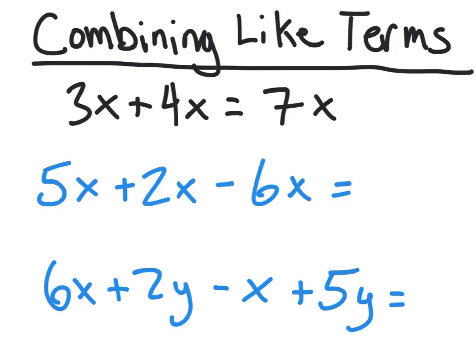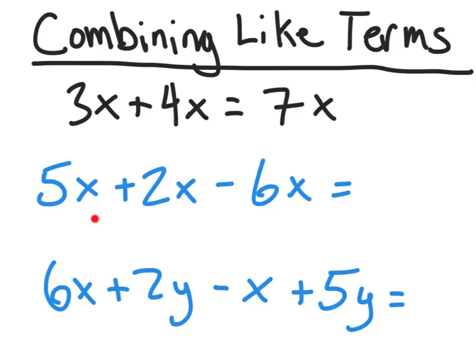So to combine these like terms, it's really simple. All you do is you focus on the numbers in front, what we call the coefficients, and you combine those. In this case, we have 3 plus 4. 3 plus 4 gives us 7, so 3x plus 4x gives us 7x. Notice we don't change the variable.